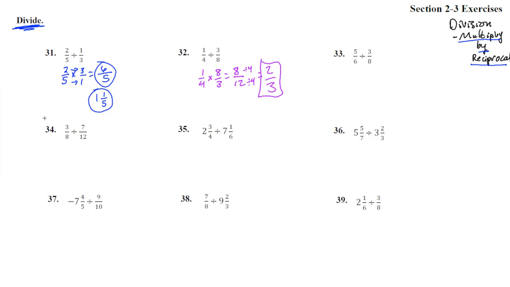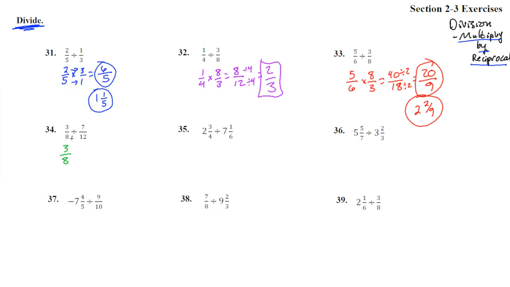Okay, next one. Number 33. 5/6, not divide by 3/8, but times 8/3, like that. So 5 times 8 equals 40, and 6 times 3 equals 18. Can we divide both of those by something? Yeah, we can divide by a 2, divide by a 2, and we get 20/9. So 20/9 is one of the answers. Change that into a mixed number if you'd like to. 9 goes into 20 twice. That's 18 taken care of, and so there are 2 of them left over. 2 and 2/9.